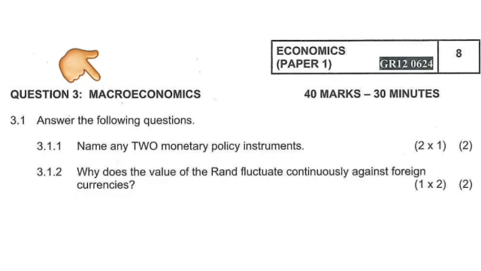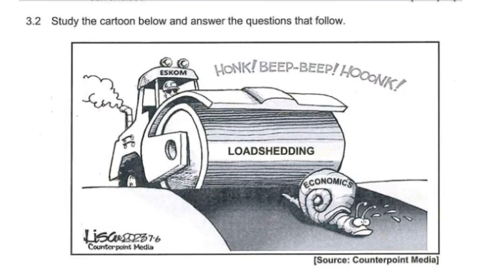So in our question 3, you are seeing that in 3.1 they give you 2 questions that are not based on a case study or on a cartoon, and it's one on monetary policy and the other one is on the fluctuation of the rand. So monetary policy is business cycle, whereas fluctuation of the rand is more of international trade. And then in 3.2 we are looking at a case study.